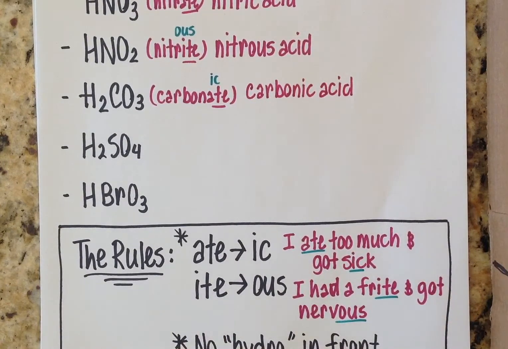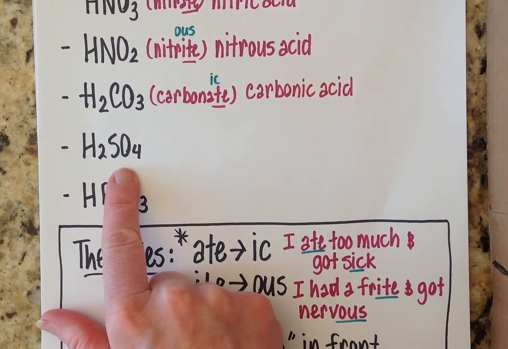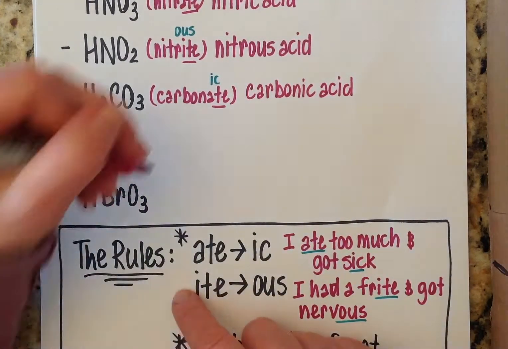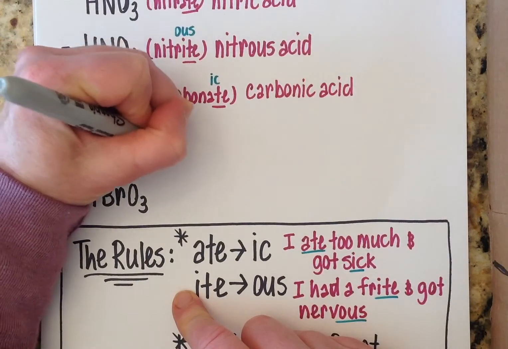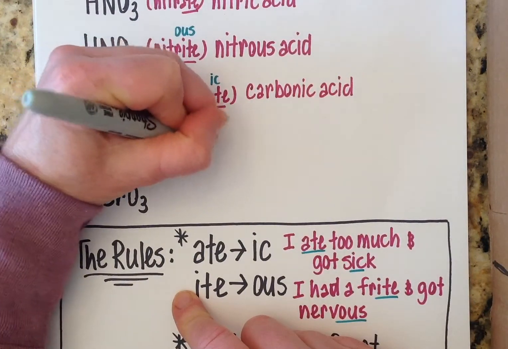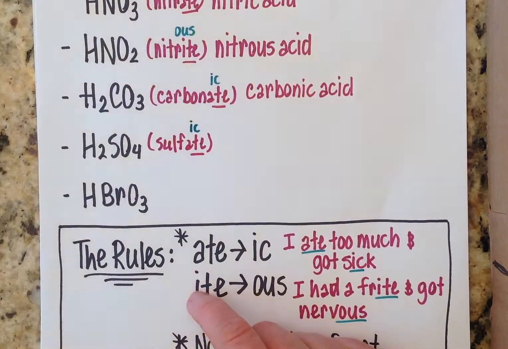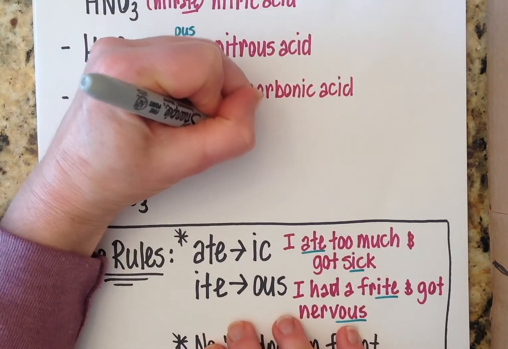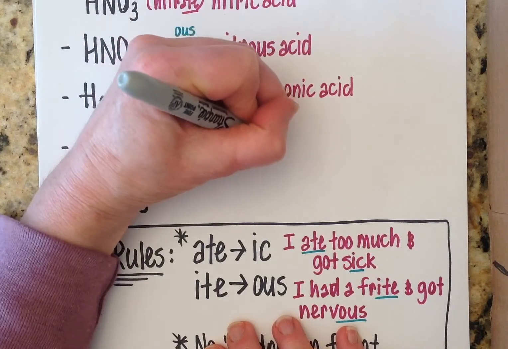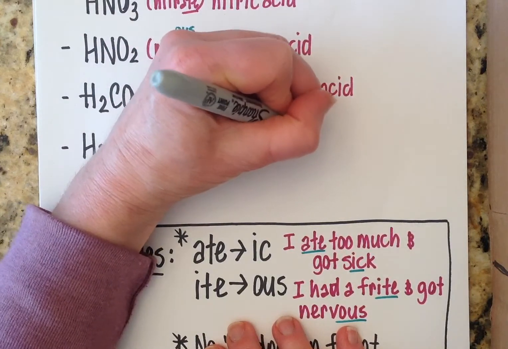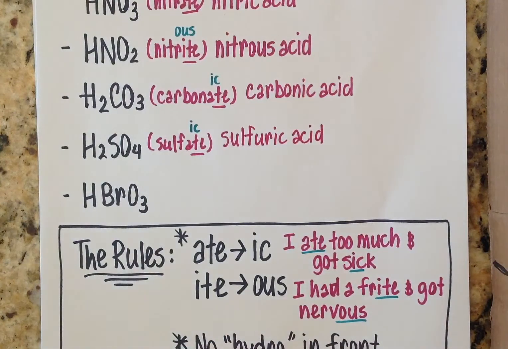All right, let's take a look at H2SO4. This is a pretty common one. Some of you probably already know what this is, but we're going to work through it. H in the front makes it an acid. I see sulfate, so we'll make a note of that. Ate turns into ic. And this is what we refer to as sulfuric acid. No hydro in the front.